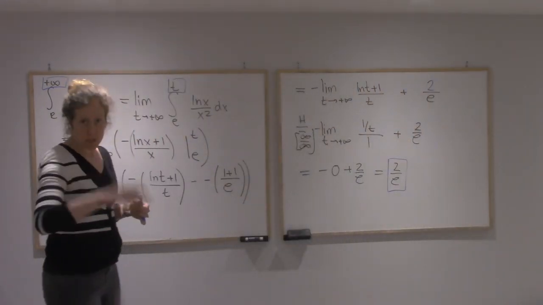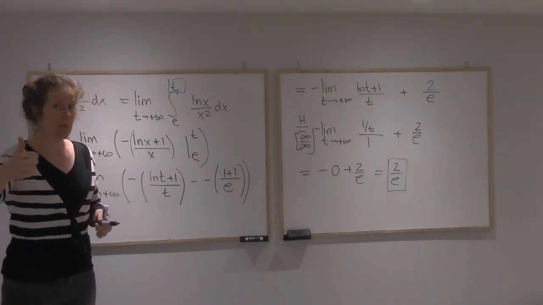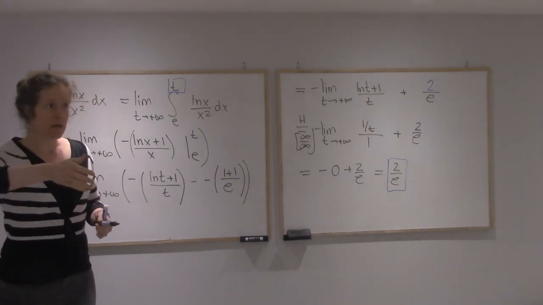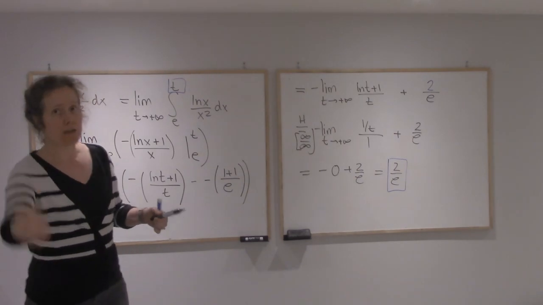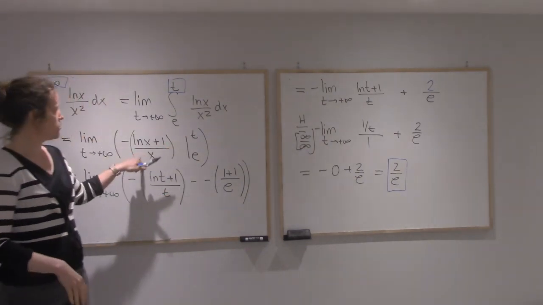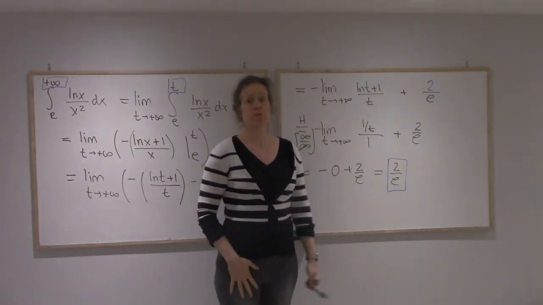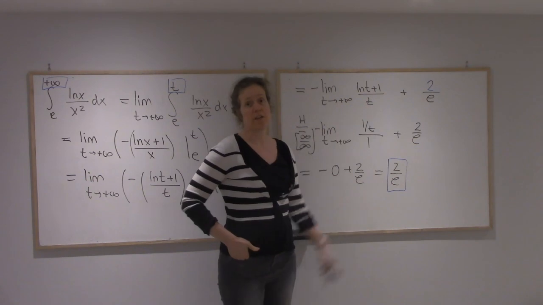Alright, so this was a solid problem. I needed to use improper integrals, so limits. Then I needed integration by parts. And then I used FTC to evaluate the two parts. And then at the end, I needed L'Hopital's rule, because what I had here is infinity over infinity.